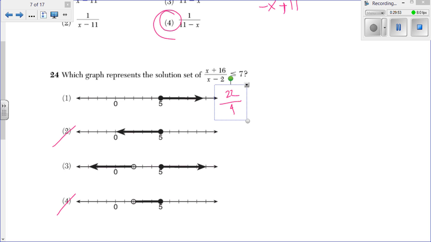We know 1 works, but let's just check 3. A good number to check in 3 is 0. If I put in 0, I will have 16 over negative 2, and that's negative 8. Is negative 8 less than or equal to 7? Yes, it is. That is true. Number 1 doesn't have those values, so therefore we can't use number 1. We have to use number 3. You could also use the test feature on the calculator with your 1s and 0s and see your substitutions that way.